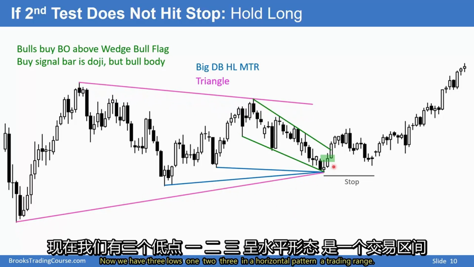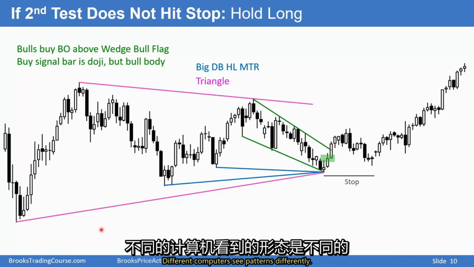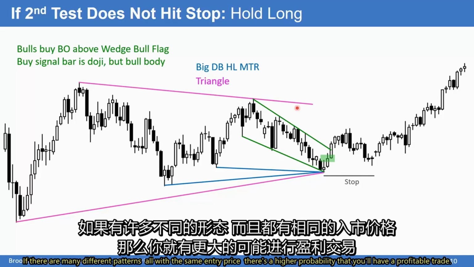Now we have three lows, 1, 2, 3, in a horizontal pattern, a trading range. It's also a triangle, and traders would buy this as a reversal up from the bottom of a triangle. Different computers see patterns differently. If there are many different patterns all with the same entry price, there's a higher probability that you'll have a profitable trade.